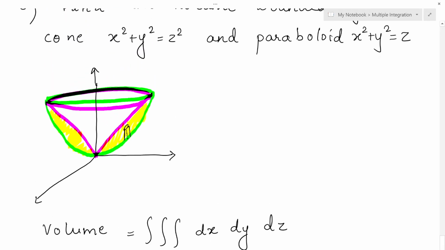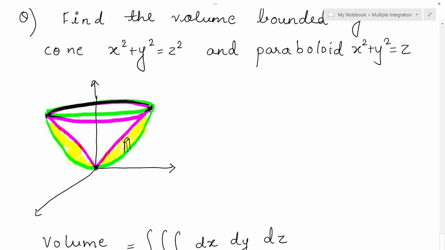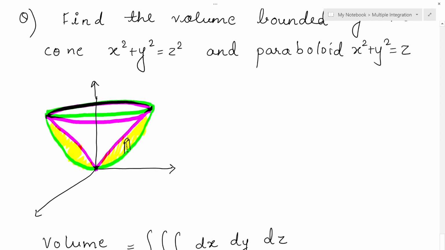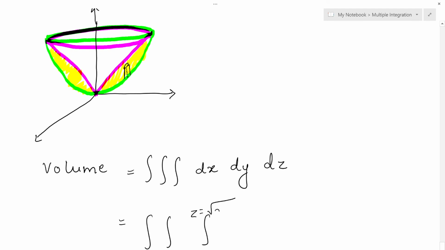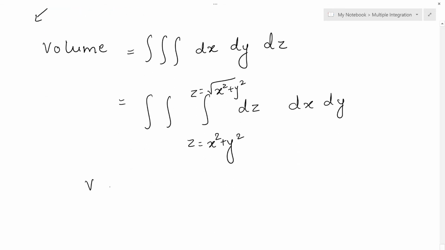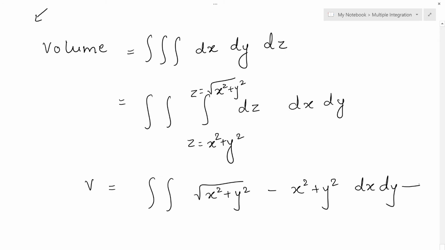And my cone, it is x square plus y square is equal to z, and my cone is what? Under root of x square plus y square, right? dz. And then I will integrate with dx dy. So my volume V will become nothing but under root of x square plus y square minus x square plus y square dx dy. Equation 1, right?